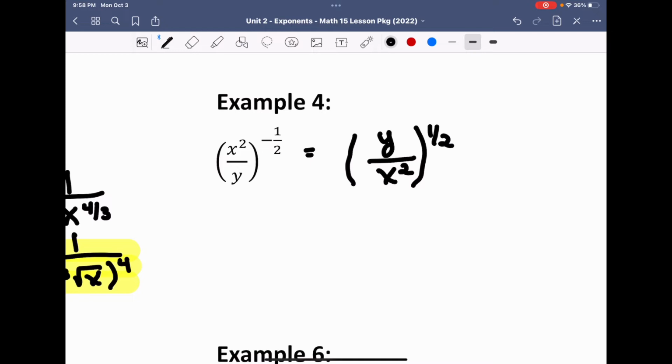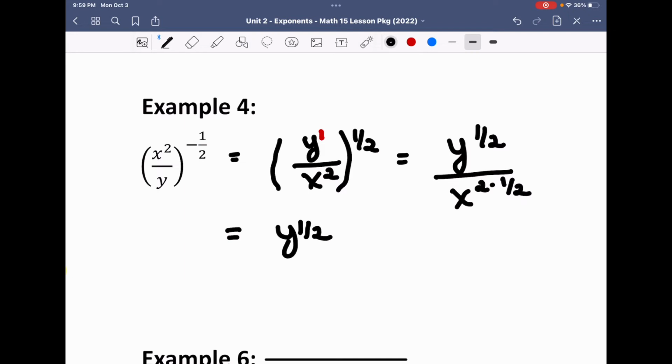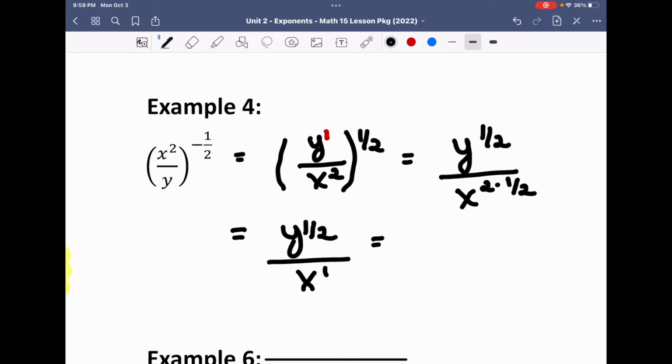Now, if I want to distribute this, I know y has a power of 1 and x has the squared. Okay, so now when I distribute this in, when I distribute the 1/2 to both of the exponents, let's see what we get here. So this is equal to y to the 1 times 1/2 is 1/2 all over x to the 2 times 1 over 2. That means this is equal to y to the positive 1/2 over x to the 2 times 1/2 is just 1. And now I have to convert this into radical form.